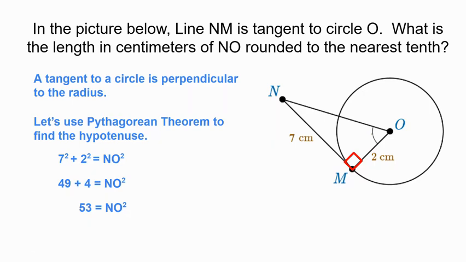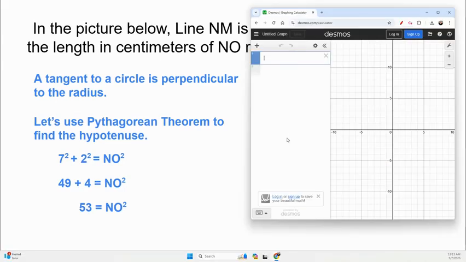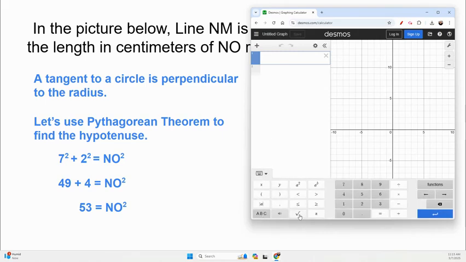Let me show you how to do that on the Desmos calculator. I have linked the Desmos graphing calculator down below. We're going to use the square root feature. So I want you to click on that little keyboard there and you're going to choose the square root right here. So you'll put square root and then you'll type 53 to get your answer.